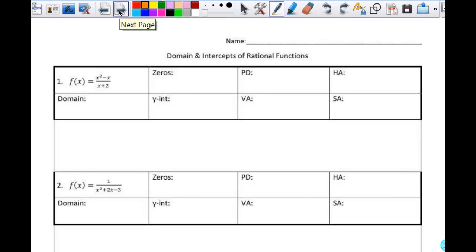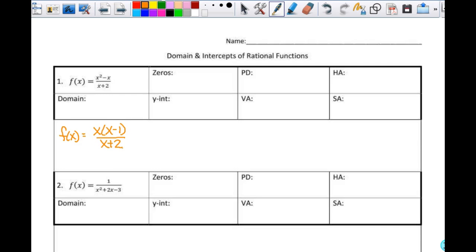All right, so this big blank rectangle underneath each one is just your room to work in case you need to, because you might need to factor. You might need to do something, like we'll figure it out. So for number 1, this is what I have here, and I need to factor it. So f of x is equal to, in the numerator, x times x minus 1, and in the denominator, x plus 2.